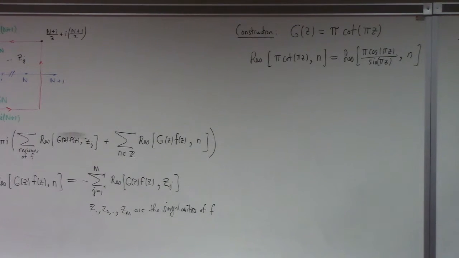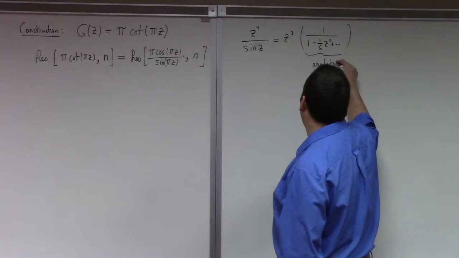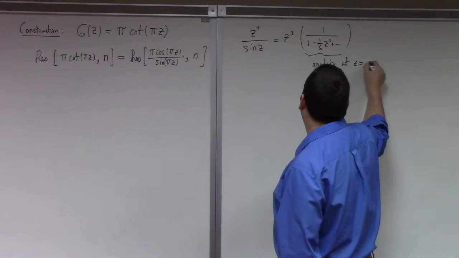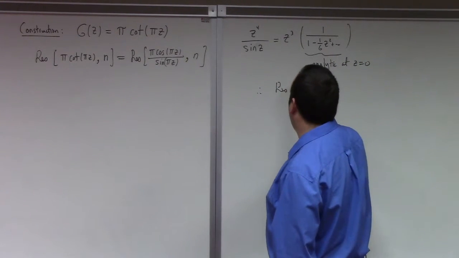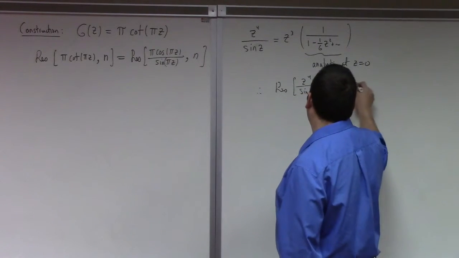This has a 0 of order 4. This has a 0 of order 1. So in total, this function has a 0 of order 3. It's very easy to show that this has a 0 of order 3 because you can just write it. And this is analytic at 0. So therefore, the residue of this is 0.